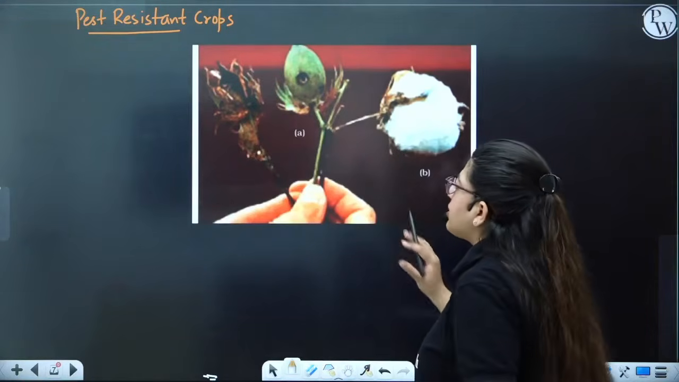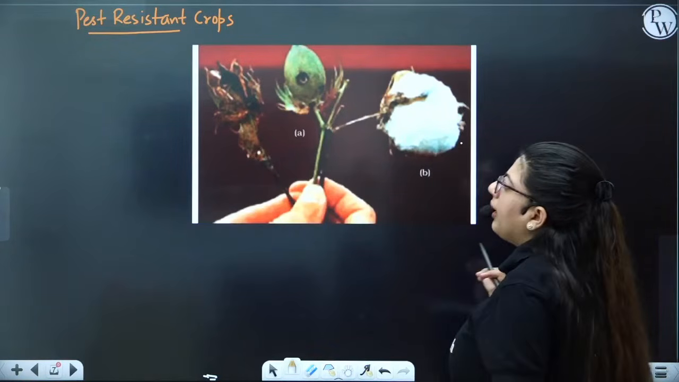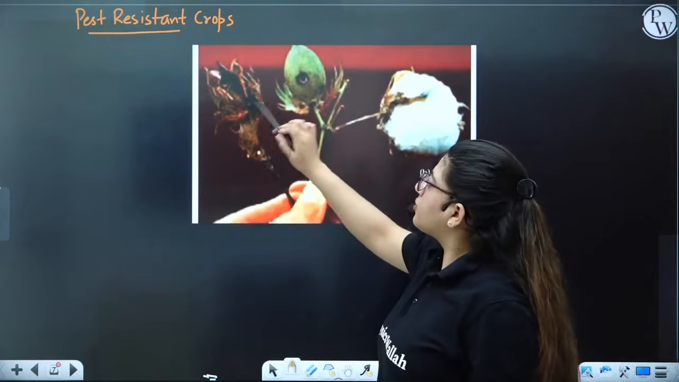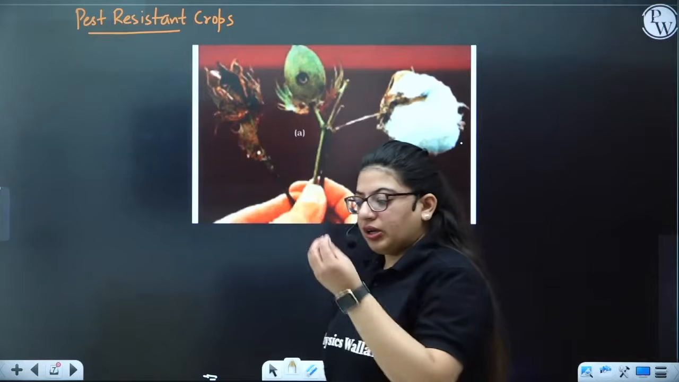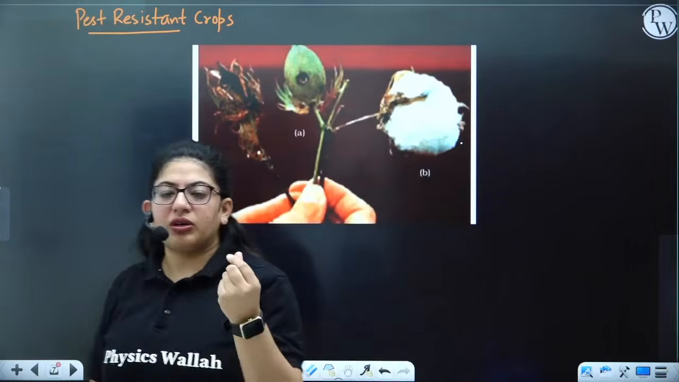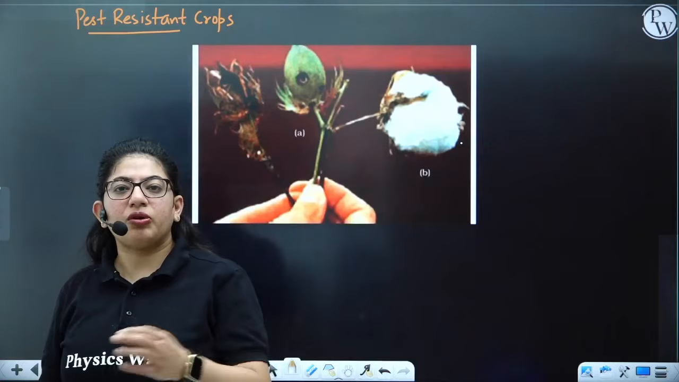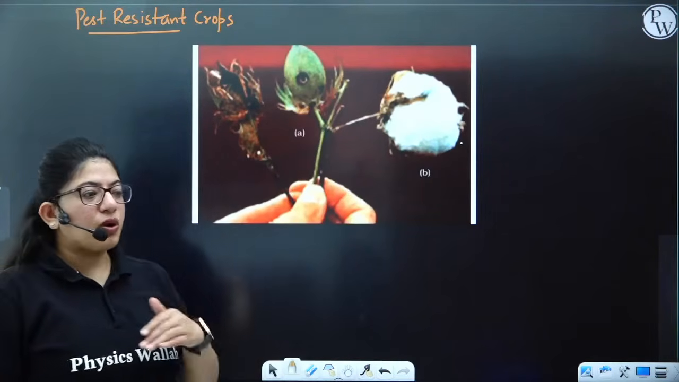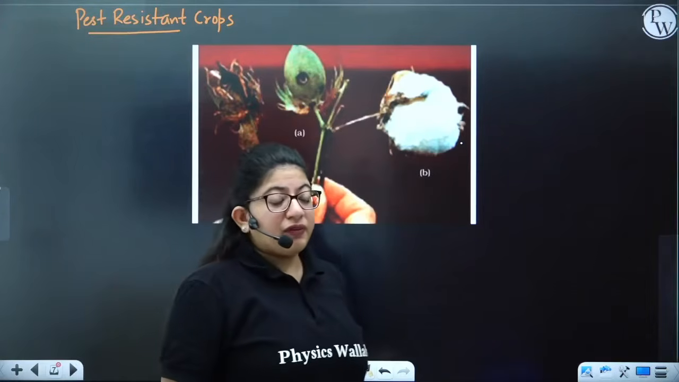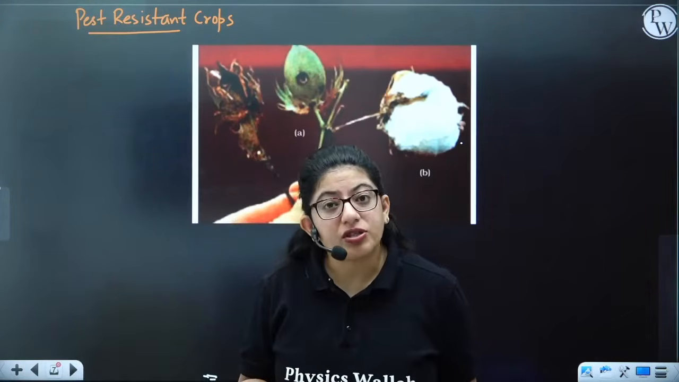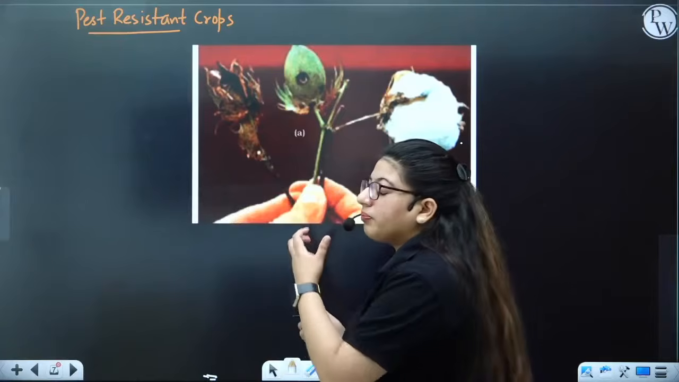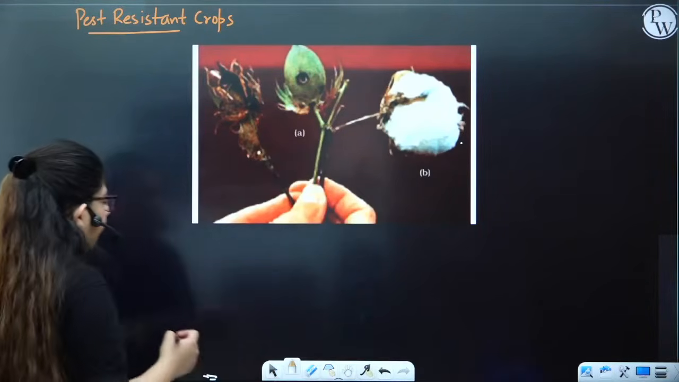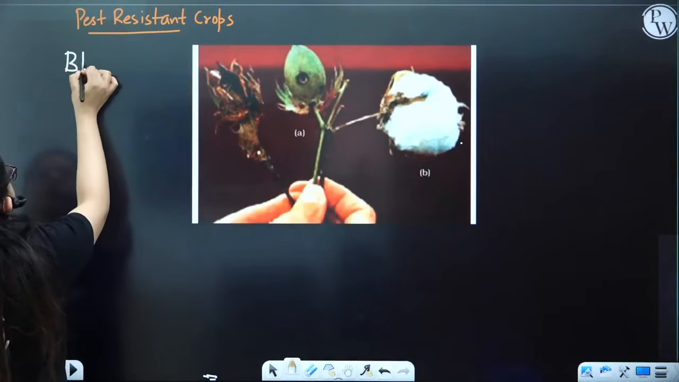For example, here is a normal cotton boll, and here the cotton boll has been destroyed by the pest. So these two are destroyed by the pest. The normal cotton, when you grow it, the pests are so much killers to it. They can easily destroy an entire field. So it was a bigger problem because cotton is so important to us. We wear clothes that are made of cotton, right? So here they came up with one plant which is genetically modified. That's BT cotton.